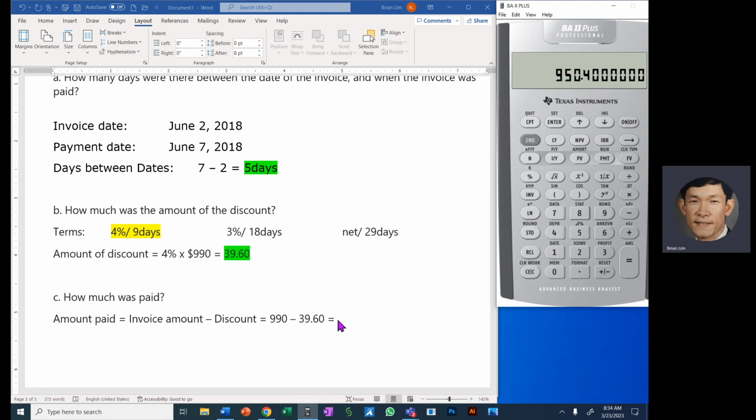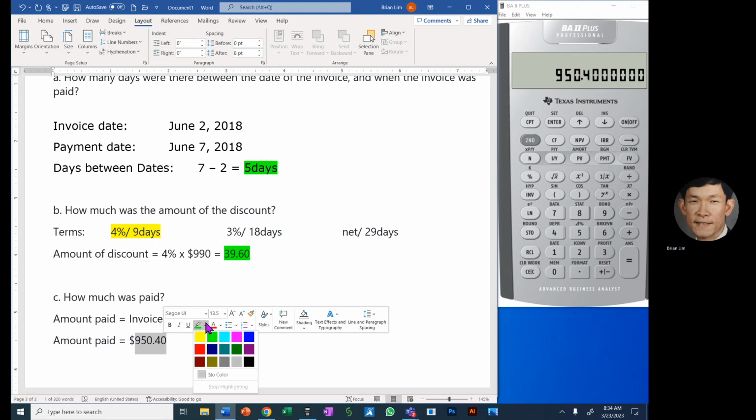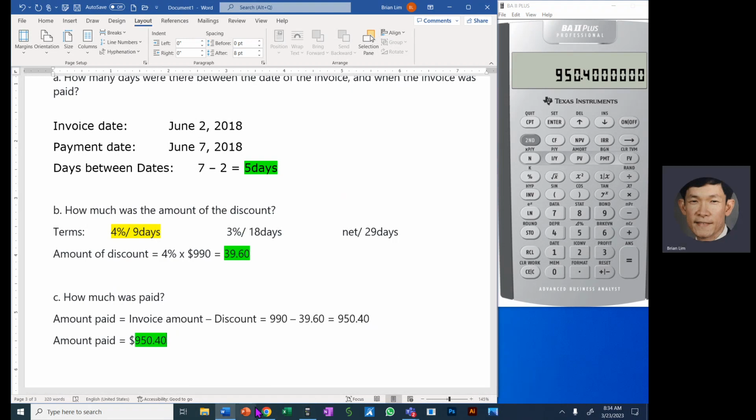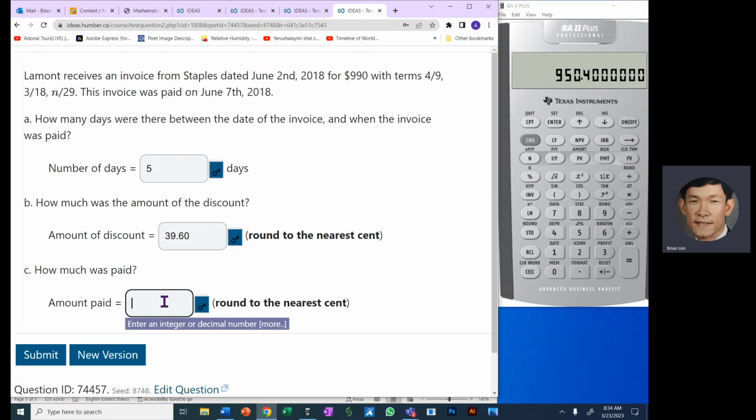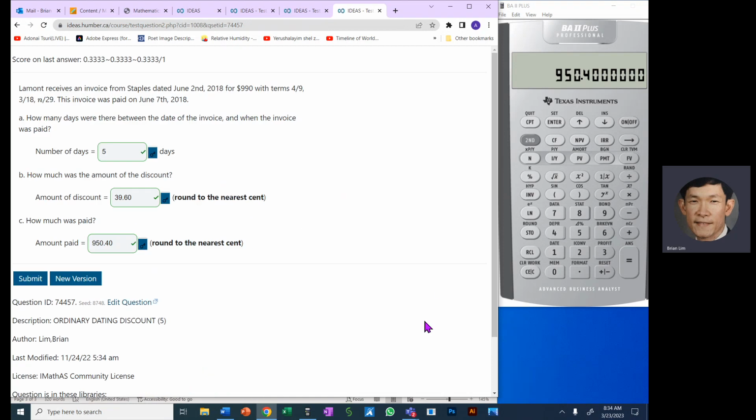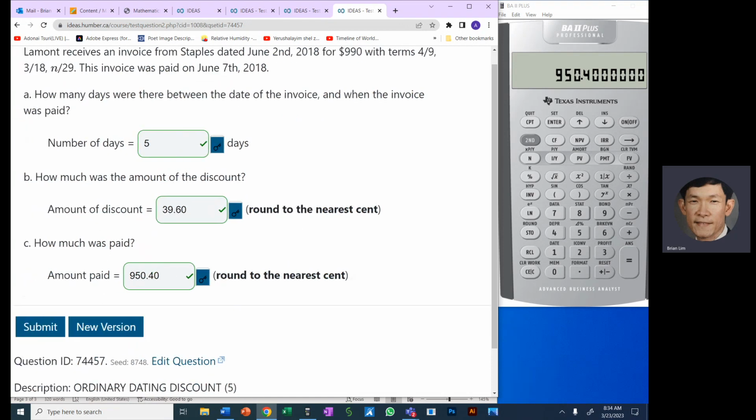That gives us 950.40. Okay, so the answer is 950.40, or we could put it all together nicely and say the amount paid was equal to 950.40, and that should be the correct answer. Okay, so 950.40, we go back to the question and we enter 950.40 and we submit. And there we are, all is correct.